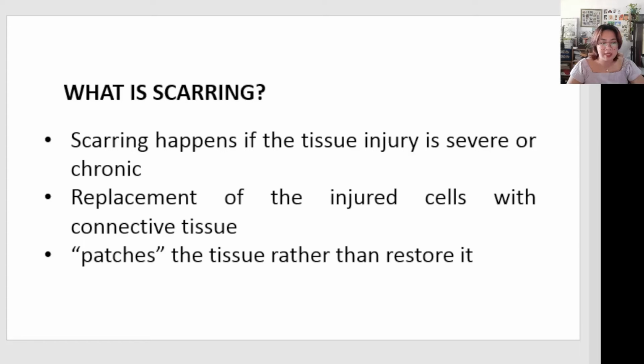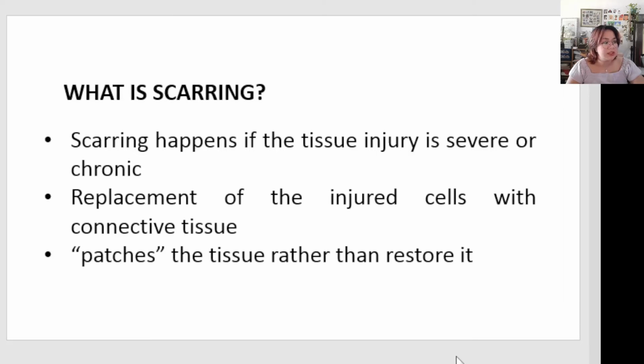So what is scarring? Scarring happens if the tissue injury is severe or chronic that results in damage to parenchymal cells and epithelia as well as to the connective tissue framework, or if non-dividing cells are injured, like the skin cells. So, it is the replacement of the injured cells with connective tissue. In contrast to regeneration, which involves the restitution of tissue components, scar formation is a response that patches the tissue rather than restores it.